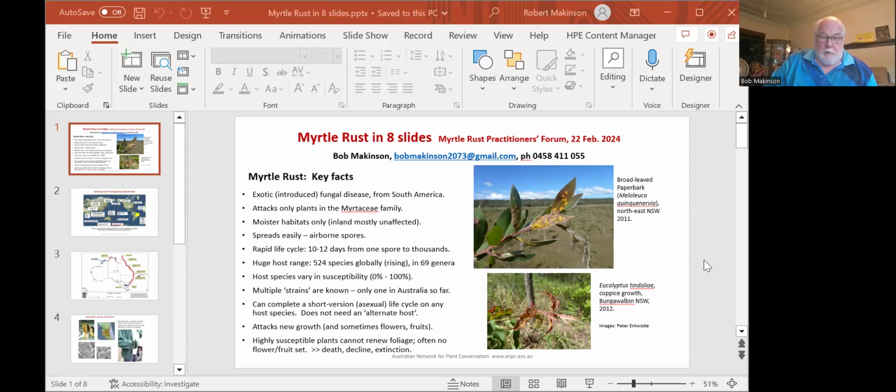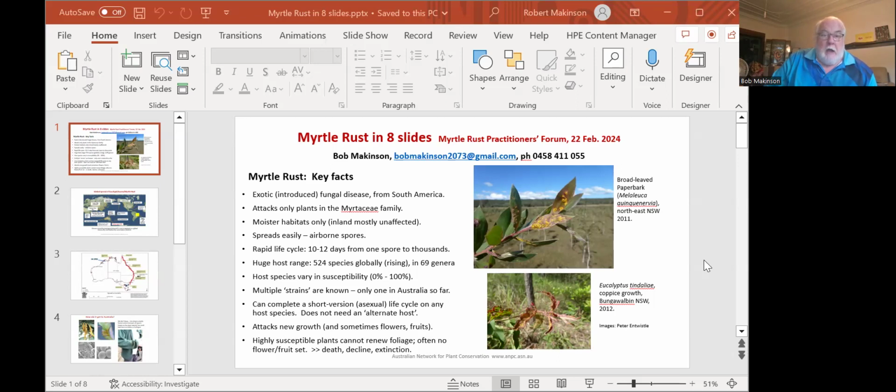Myrtle rust likes moister habitats. It is not a problem in inland Australia, except in very protected situations like green life industry, nurseries and things of that sort. Myrtle rust spreads very easily. The fungal spores are airborne and extremely lightweight and very easily transported either by wind, animals or humans. It has a rapid life cycle, just 10 to 12 days from one spore to potentially thousands from one point of infection.